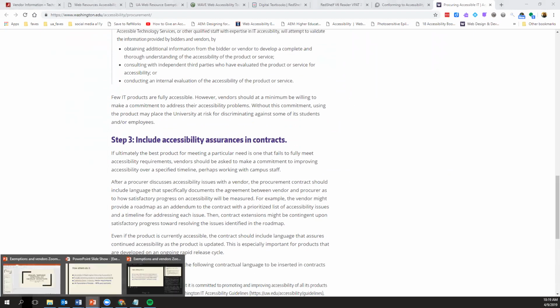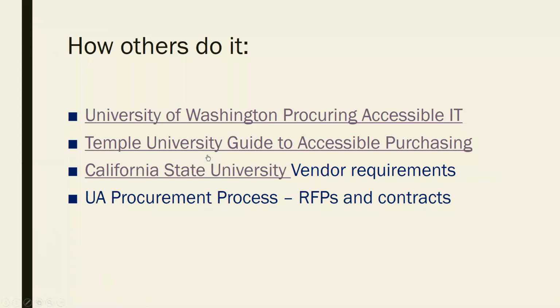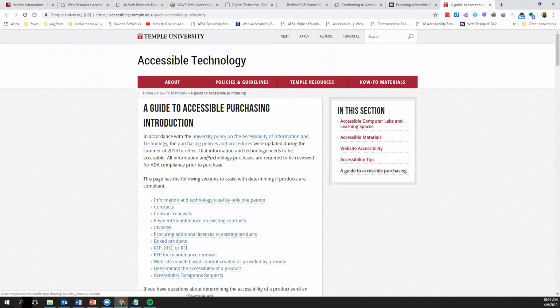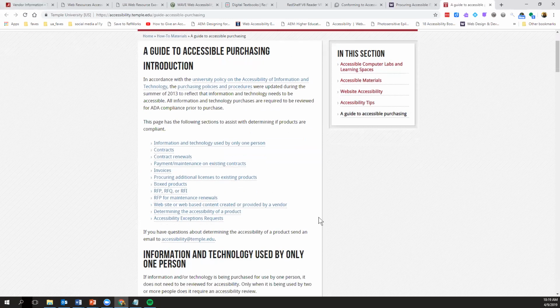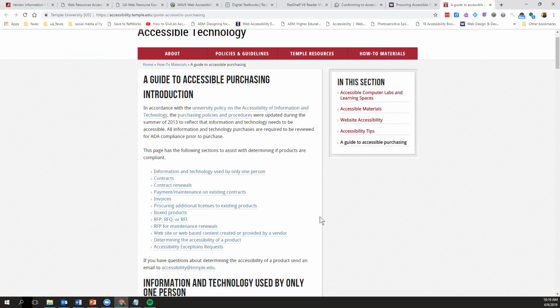Another example that was shared was Temple's Guide to Accessible Purchasing. I like this one because it's very specific. It addresses a lot of scenarios, for example, information and technology used only by one person. It has some specific language for contracts, and so on. So that's another good resource or model to look at as you're considering your own internal processes and procedures.